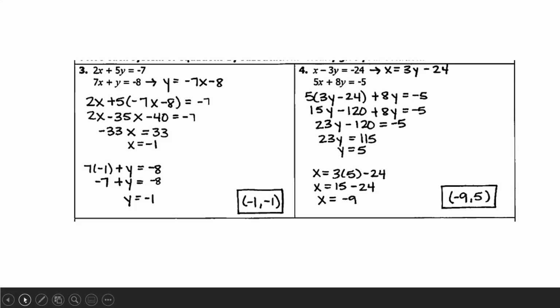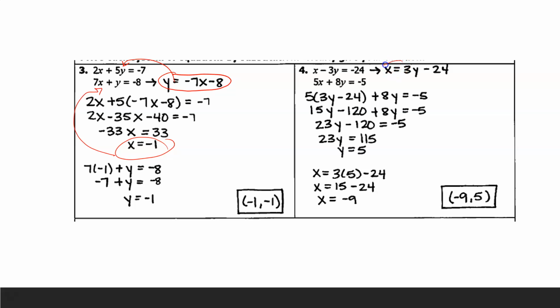Let me see. This is substitution. For this one, we're going to isolate y and then plug it in here where y is. We're going to solve for x. We get -1, and then plug that -1 into the other equation where x is to get my y. So I have -1, -1.